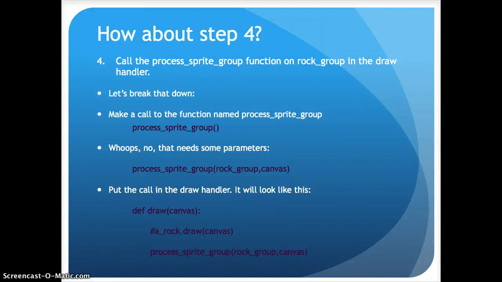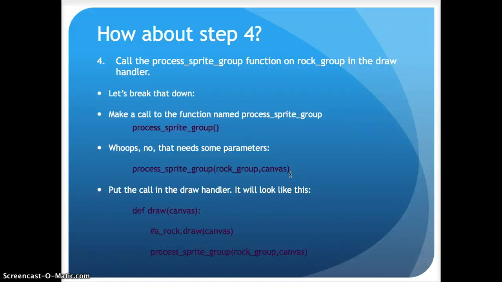What about step number 4? 4 says call the process sprite group function on rock group in the draw handler. Let's see if we can break that down. Make a call to the function named process sprite group. Well, that'll look like this. Whoops, no, it'll look like this. We need some parameters. I remember there was rock group and canvas that were the parameters for this function. Put the call in the draw handler.